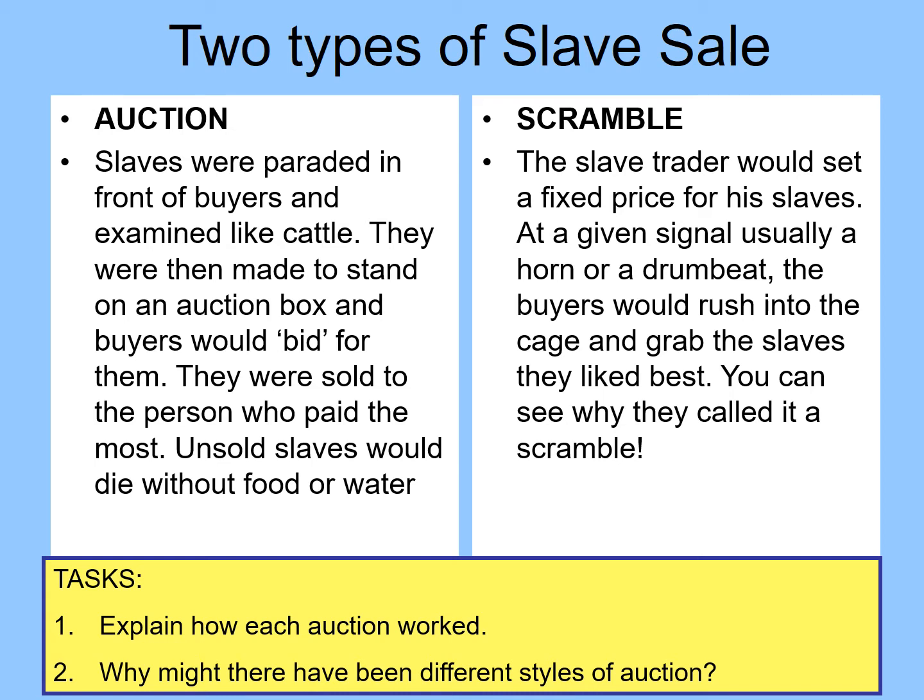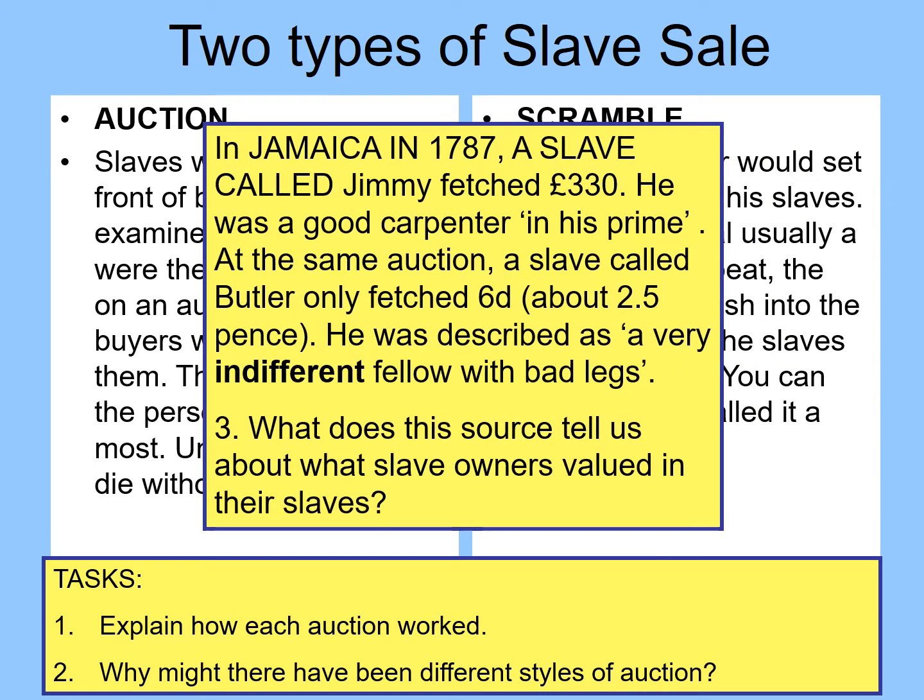Here's how slaves might be described before the sale. This source here shows an actual advert which was published in Jamaica in 1787. A slave called Jimmy fetched £330. He was a good carpenter in his prime. At the same auction, a slave called Butler only fetched sixpence, about 2.5 pence. He was described as a very indifferent fellow with bad legs.